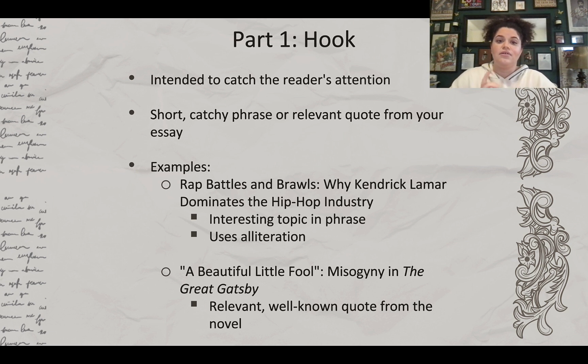So again, a hook can either be a short, catchy phrase or a relevant quote from your essay. Really quick, going back to the bottom example with the quote. Notice that the colon is after the ending quotation mark. So you have the quote, a beautiful little fool, end quotation marks, and then the colon, okay? So keep that in mind. The colon comes after the ending quotation mark should you use a quote in your hook.